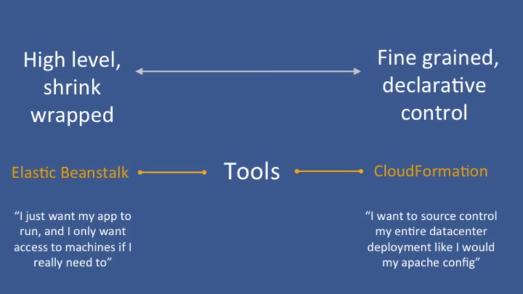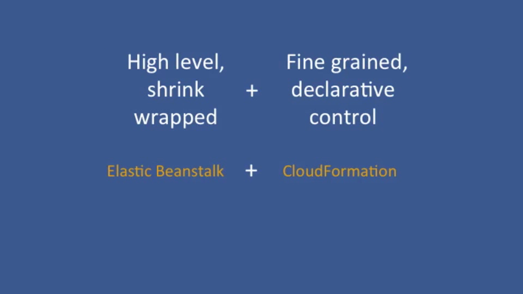So previously we were talking about this spectrum of either wanting a high-level shrink-wrapped way to deploy my app, and I don't care what's going on under the covers, so a very developer-centric view of the world, versus the fine-grained declarative view of the world, which is, sophisticated operations teams want fine-grained control and want to effectively source control their environment. Now, if CloudFormation can drive Elastic Beanstalk, you can bring these things together, so they work together.